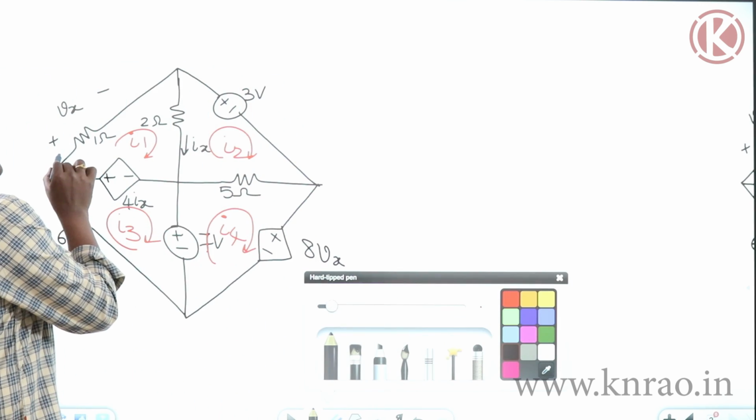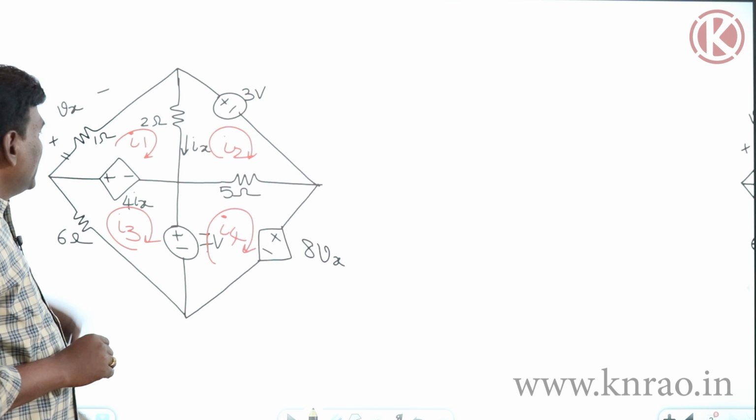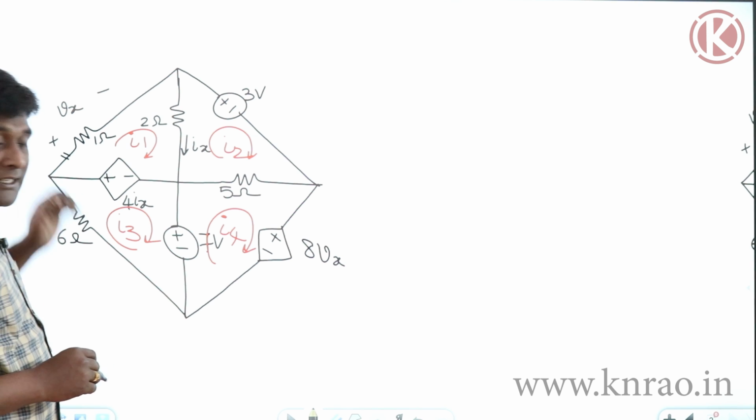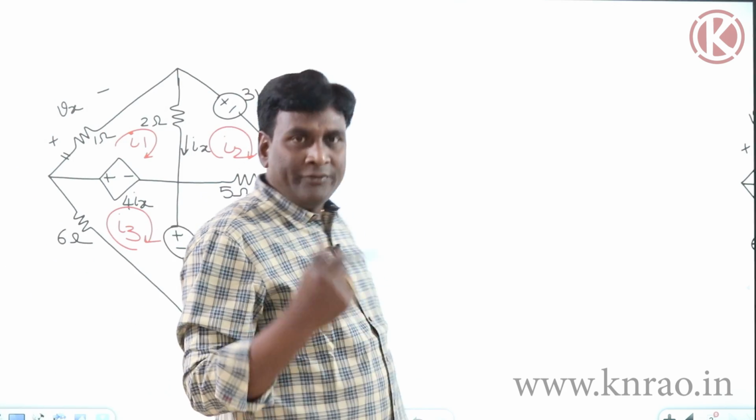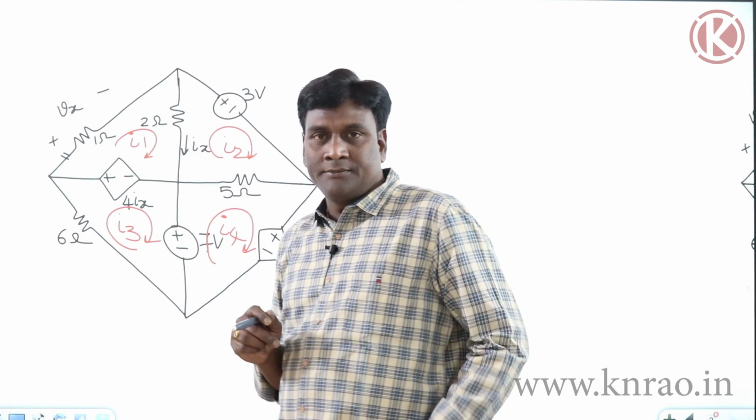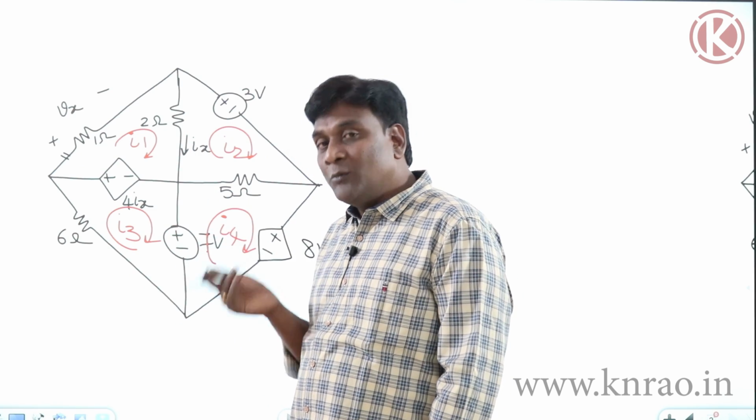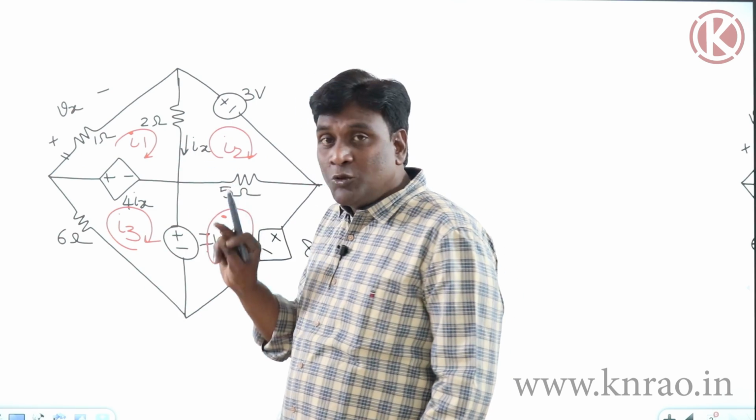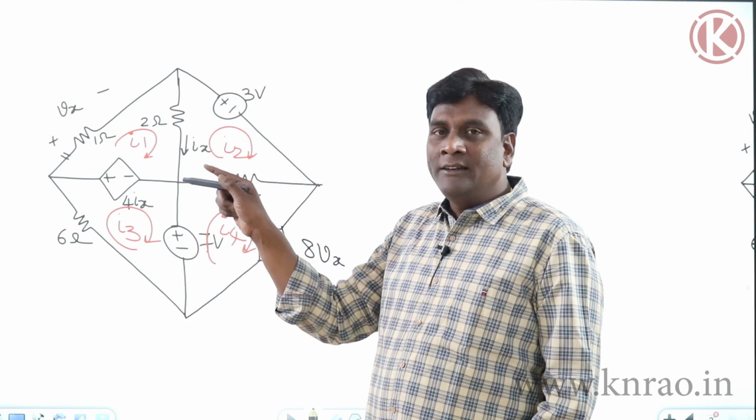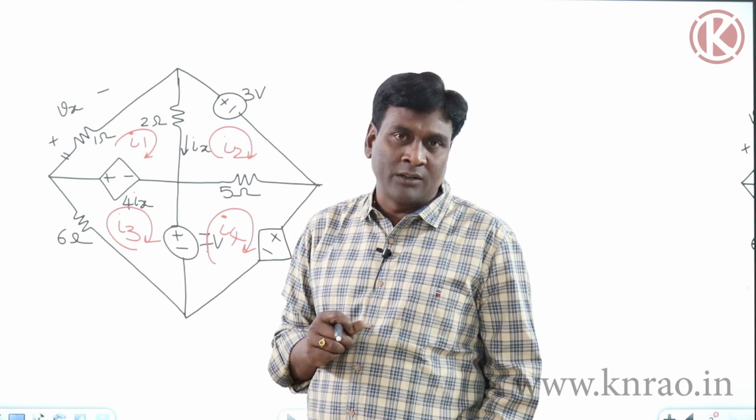For example, let me start from here. KVL, don't think of Vx. What is Vx? It's going to be a controlling variable. Even if you write Vx, for example plus Vx, then what will happen? Everything should be named in terms of I1, I2, I3, I4 only. So Vx should be written again in terms of I1, I2, I3, I4 only.